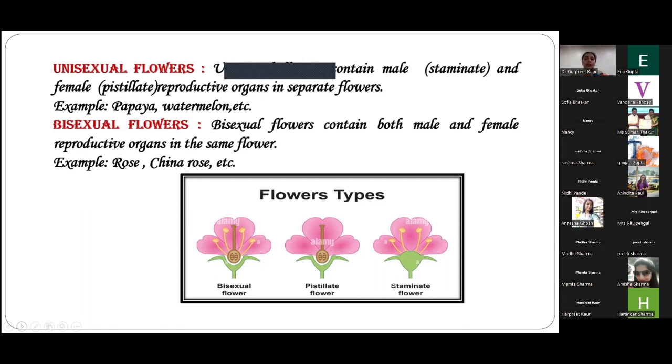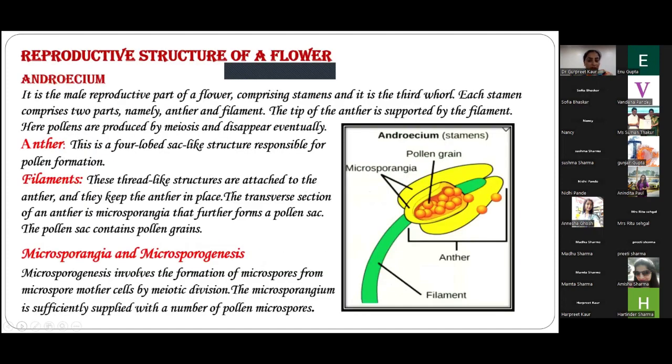Bisexual flowers are the flowers which contain both male and female reproductive organs in the same flower. As we saw in the dissection of the hibiscus flowers, the male and the female reproductive organs were present in the same flower. So these are the bisexual flowers. Next is the reproductive structure of a flower.